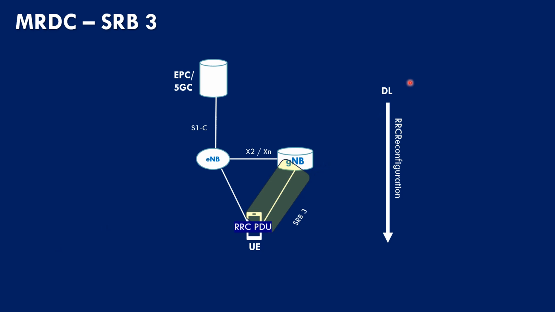SRB3 in downlink can send RRC reconfiguration. SRB3 can be used in uplink to send RRC reconfiguration complete and measurement report.